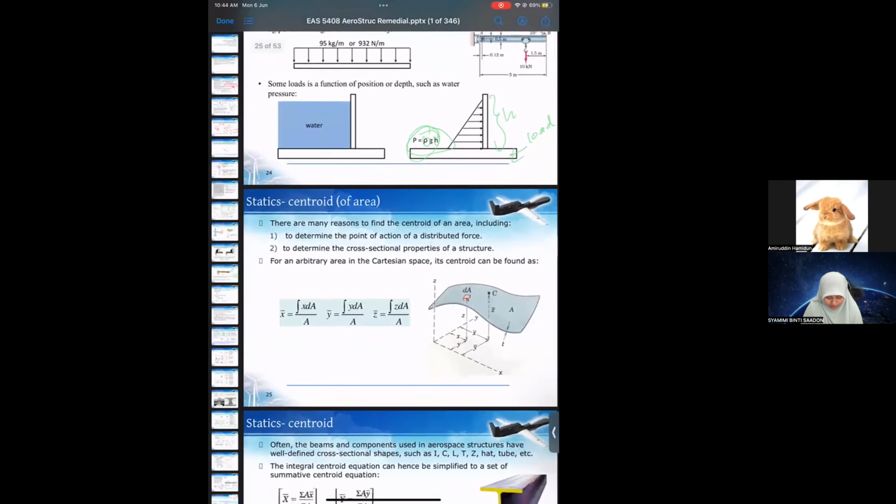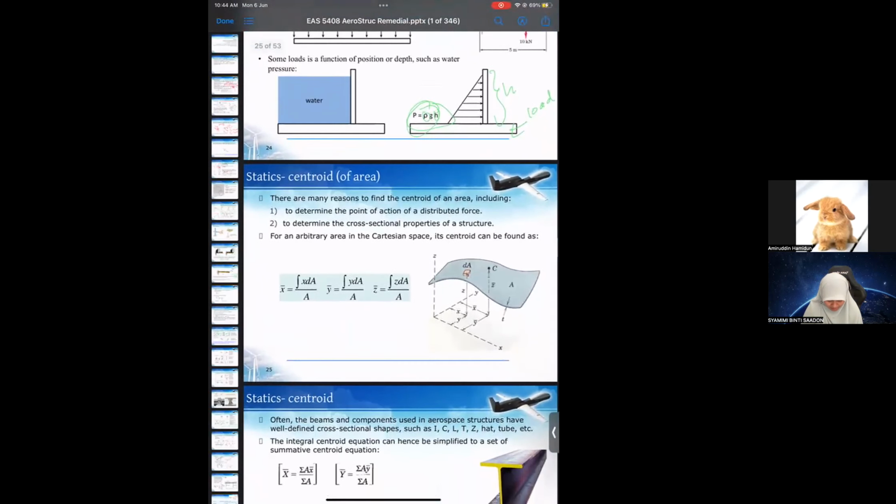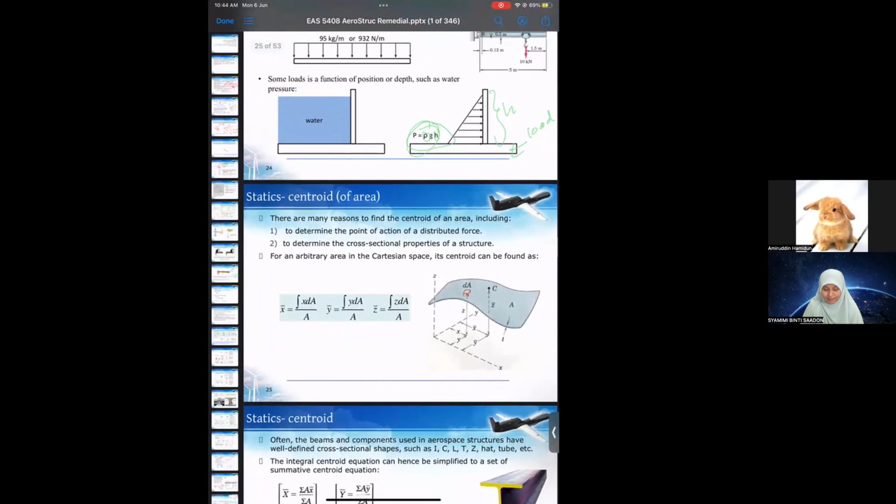Another topic is what we call the centroid. Centroid, or center, centroid of an area.